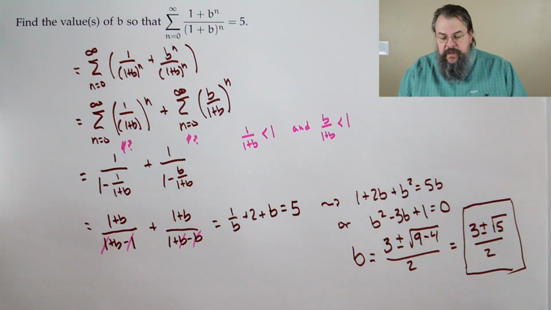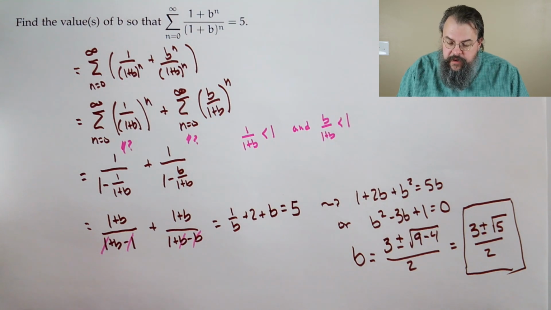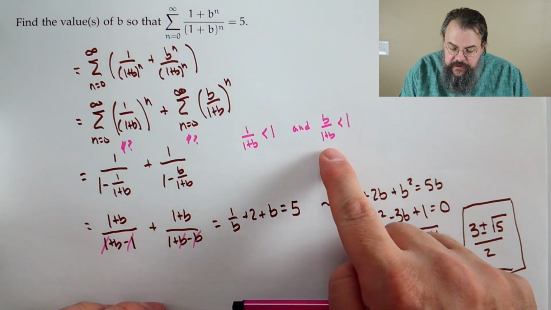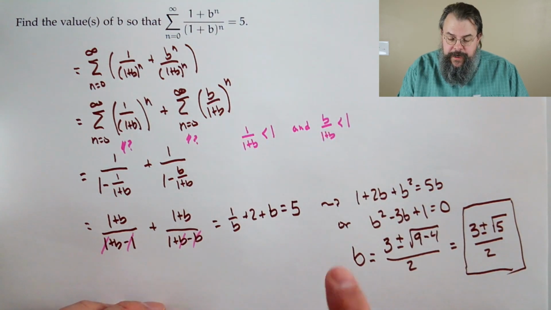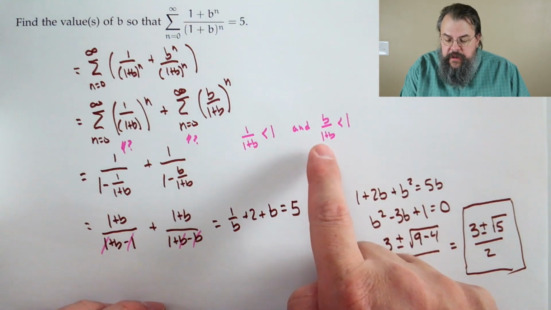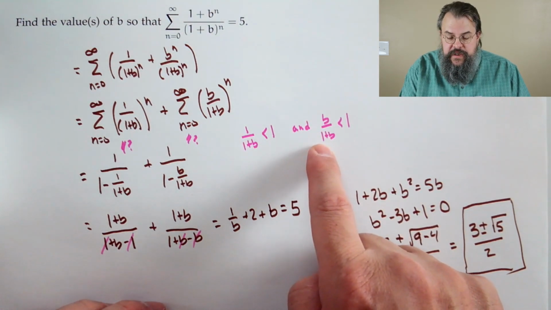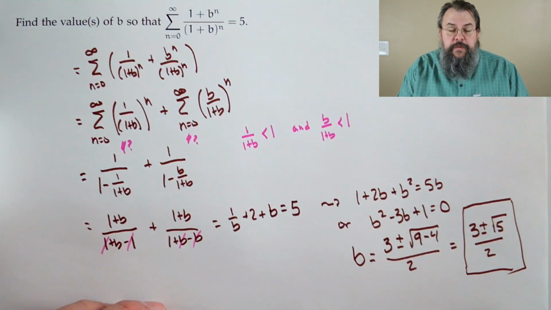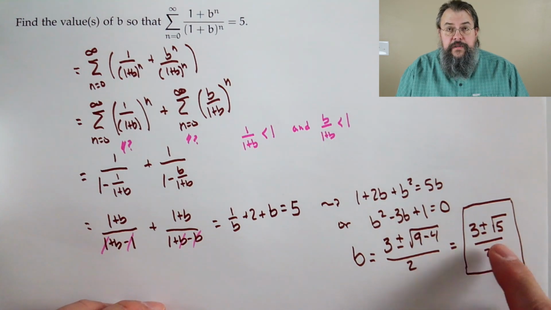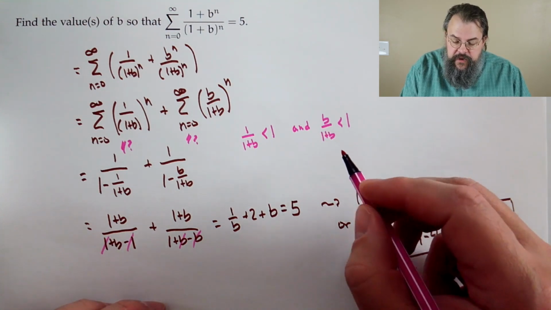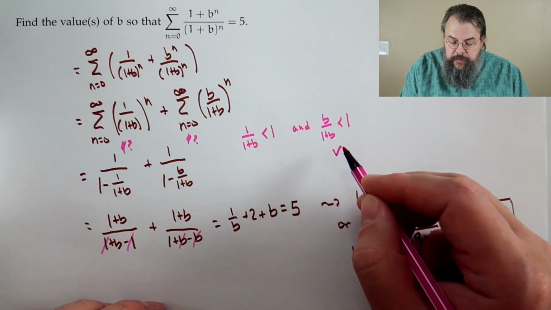Okay, so how do you check these? Well, the good news is, as long as b is a positive number, b over 1 plus b is definitely less than 1, right? Because it's a positive number divided by a larger positive number. And so if you have a small number divided by a larger number, it's below 1. These are both positive numbers. Root 5 is below 3. So 3 minus root 5 is positive. So this inequality is pretty easy to check.